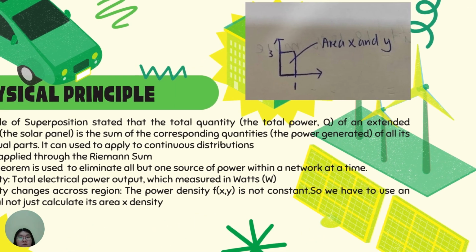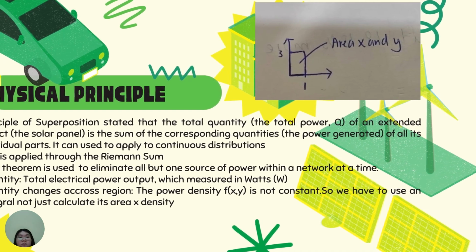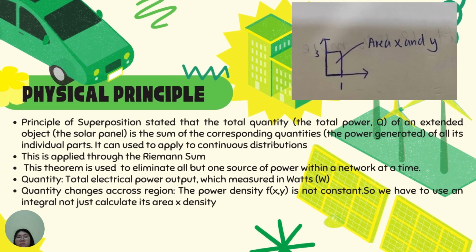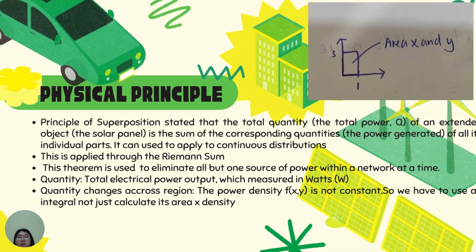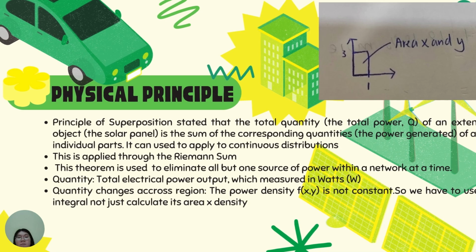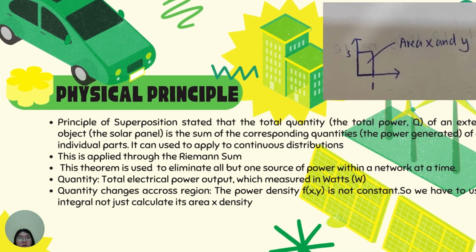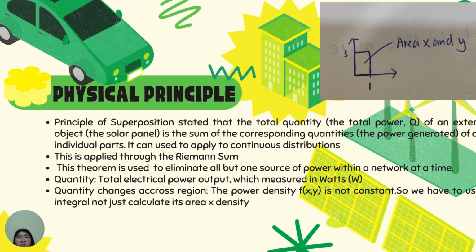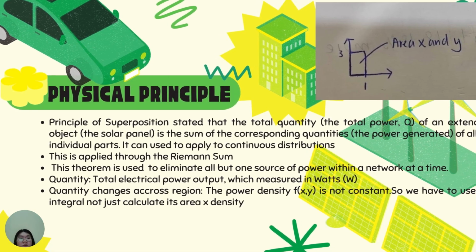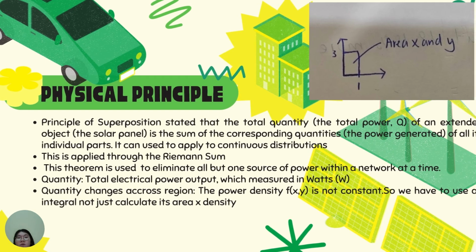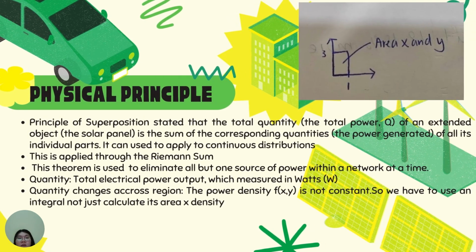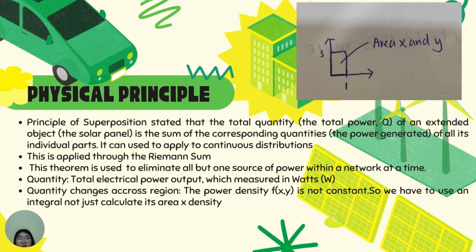The physical principle used here is the principle of superposition. It states that the total quantity, the total power Q of an extended object, the solar panel, is the sum of the corresponding quantity, like the power generated, of all its individual parts. It can be applied to a continuous distribution through Riemann sums. This theorem is also used to eliminate all but one source of power within a network at a time. The quantity used is the total electrical power output, measured in watts, while the quantity changing across the region is the power density f(x,y), which is not constant. So we have to use an integral, not just calculate area times density.